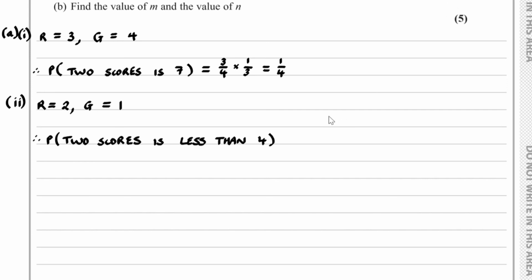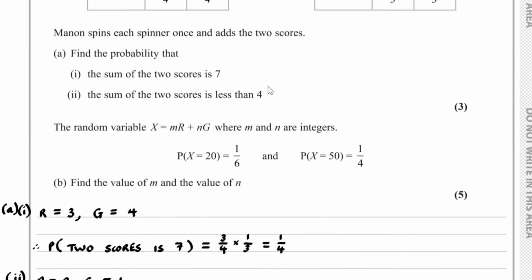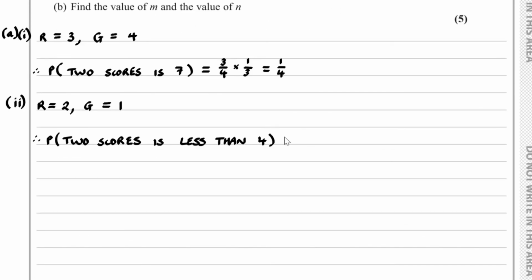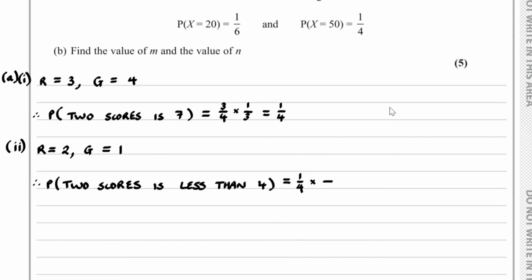And so, the probability that the two scores is less than 4, well, we've got 2 plus 1, which is 3. So the probability of scoring a 2 is 1/4. And then the probability of scoring a 1, that's 2/3. And therefore what we end up with is a quarter times 2/3, which is 1/6.